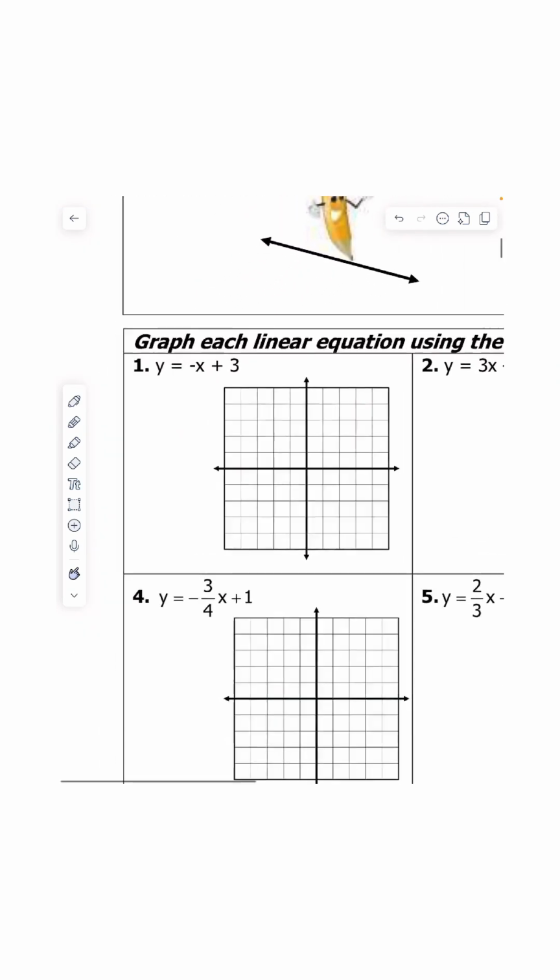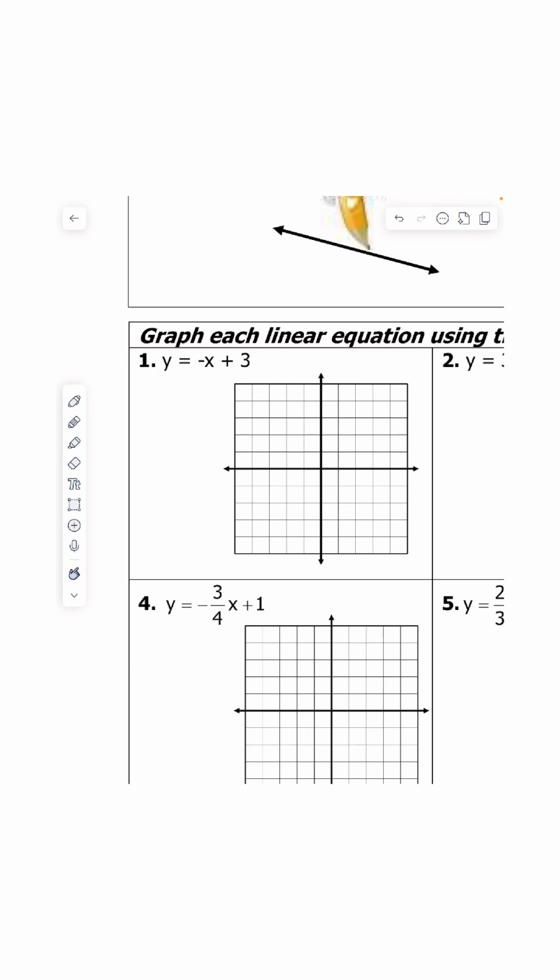So let's look at our first one, for example. y equals negative x plus 3. I'm going to highlight your y-intercept. That is where it crosses the y-axis, at positive 3. So let's look for positive 3 on the coordinate plane on the y-axis. 1, 2, 3. So x value is 0, y value is 3. That's where the y-intercept is.